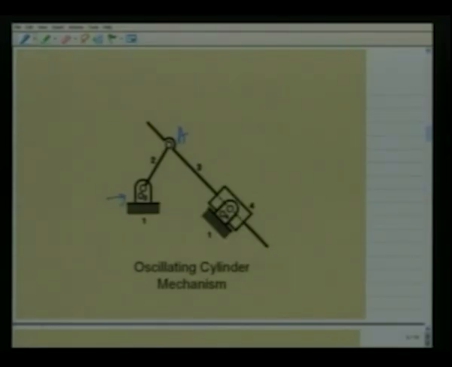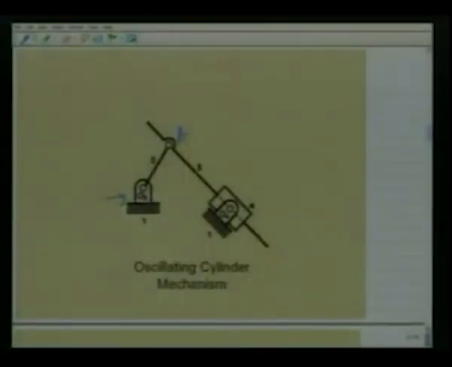Here again the fixed link has revolute pairs at both ends, namely O2 and O4. Such a mechanism is called an oscillating cylinder mechanism, which is used, for example, in a bicycle foot pump. The thing to note is that here the input member is link number 3, which is given an oscillatory motion, and this piston, link 3, moves within this oscillating cylinder, which has the same angular velocity as link number 3.